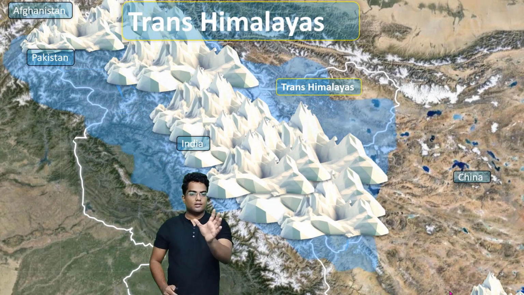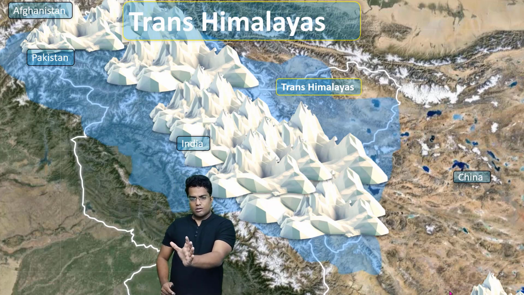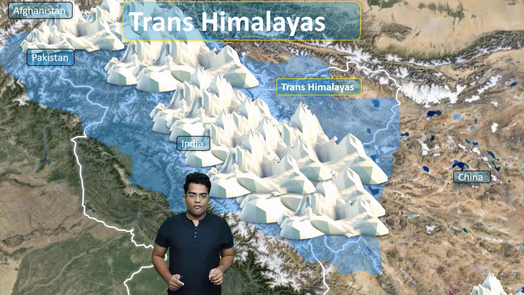So as you can see, this is the Trans-Himalayas. It covers Afghanistan, Pakistan, India, and China. This is the whole of the Trans-Himalayas. Now, at the very corner, you can see some parts of the Himalayas there. That is also Trans-Himalayas. If you can't see, then it's okay. Now, let's see the divisions of the Trans-Himalayas.